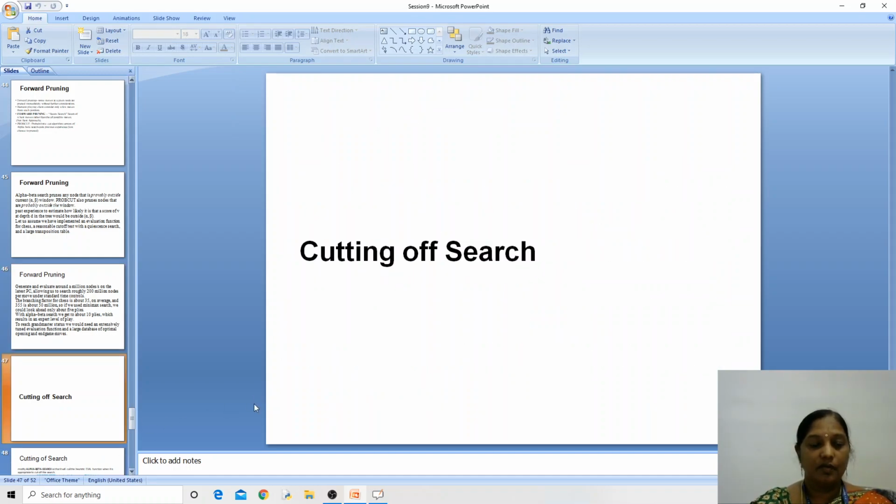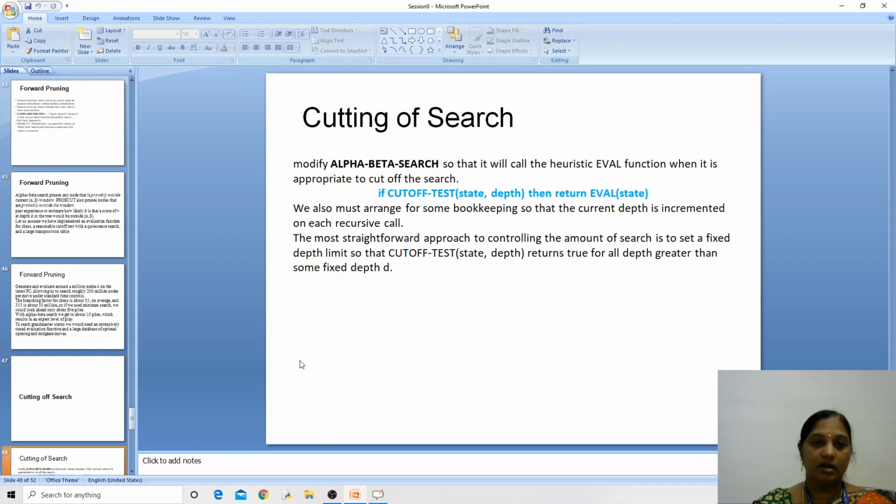And next, cutting off search. That's what we call alpha beta pruning, for cutting off search. So we are applying the cutting off search. What does cutting off search mean? It means you are not searching further, you are not exploring further, you are just cutting off the search. That's why we call this a cutting off search.